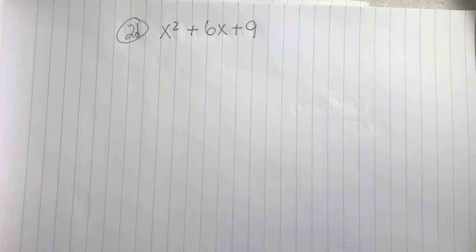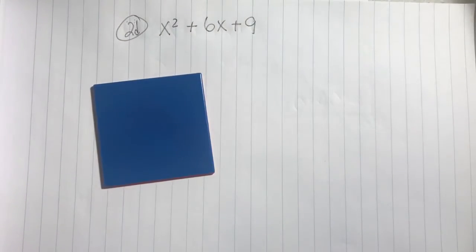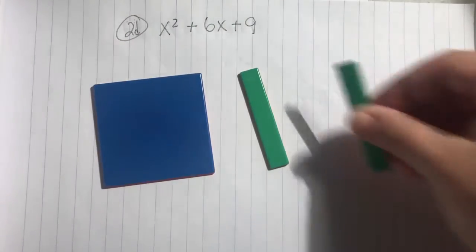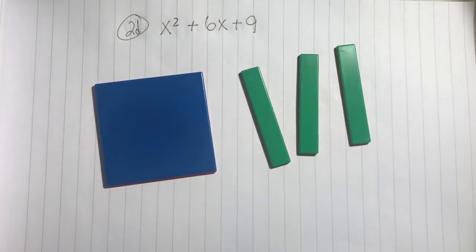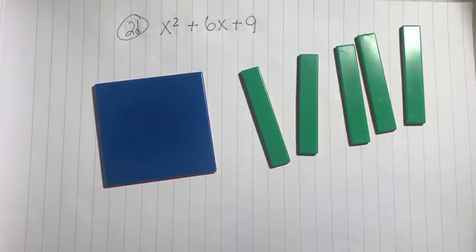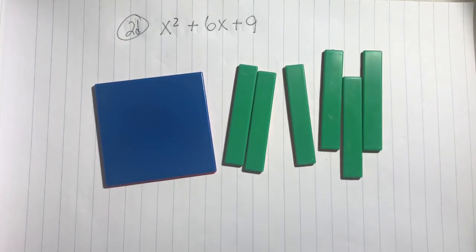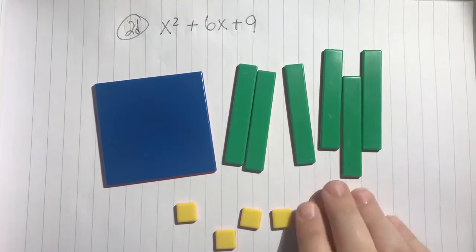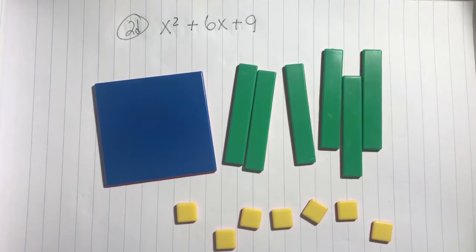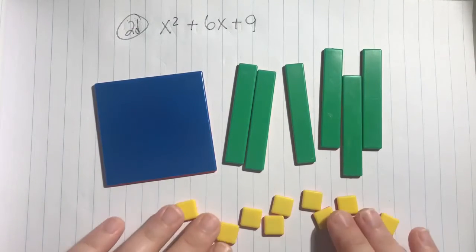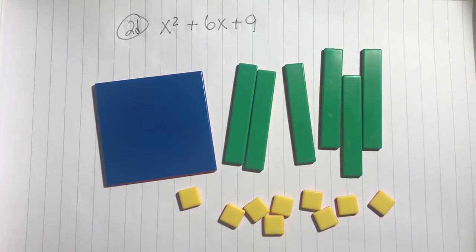Okay, here's 2D. I have x squared plus 6x plus 9. So here's my x squared. 6x is 6 of these. There's my 6. And then plus 9. Oh my goodness. 1, 2, 3, 4, 5, 6, 7, 8, 9. All right, so I've got all my pieces. There we go.